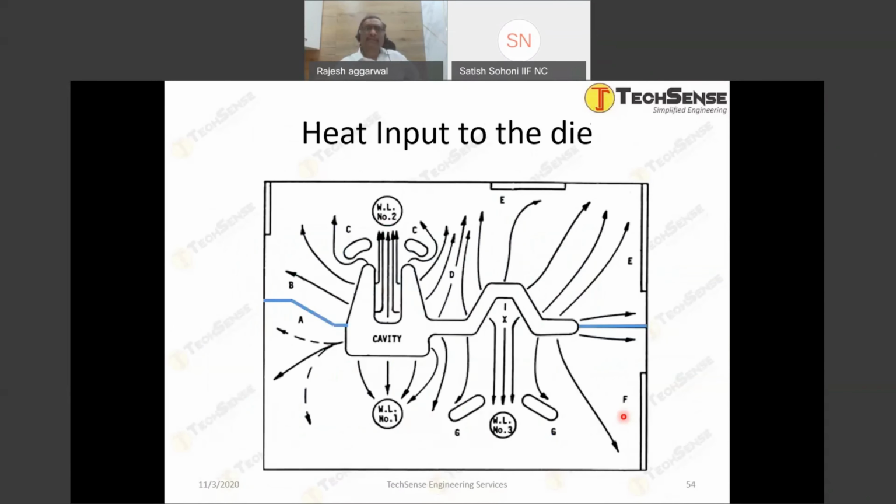Why is it happening? The heat input to the die is not the same everywhere. As you can see from this image, reference from NADCA, the heat input may not be the same over here as this one, right? The heat input over here in this core pin, for example, is much higher as compared to the outside over here. The blue color you can see is the parting line. You have the two inserts, right? And the different regions of the insert. So the heat input is not the same.